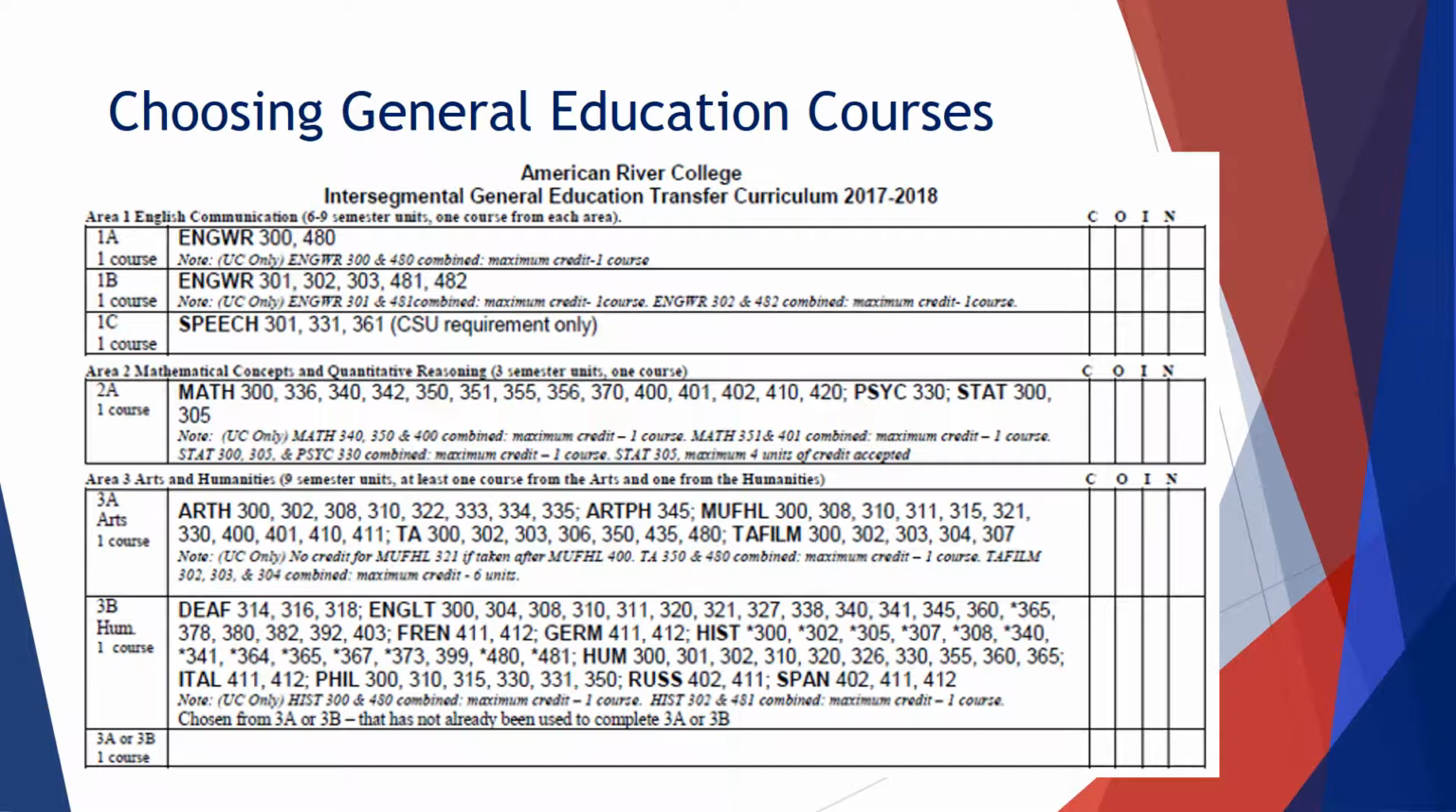This is a sample general education pattern called the Intersegmental General Education Transfer Curriculum, commonly referred to as the IGETC. Since you may not be sure which college you'd like to transfer to, we'll use this pattern. It's accepted by all UCs, CSUs, and many private colleges. On this pattern, you'll find there are 5 areas for general education classes to transfer to a CSU and 6 areas to transfer to a UC. The first 3 areas are shown here. They're Area 1, English Communication, Area 2, Mathematical Concepts and Quantitative Reasoning, and Area 3, Arts and Humanities.